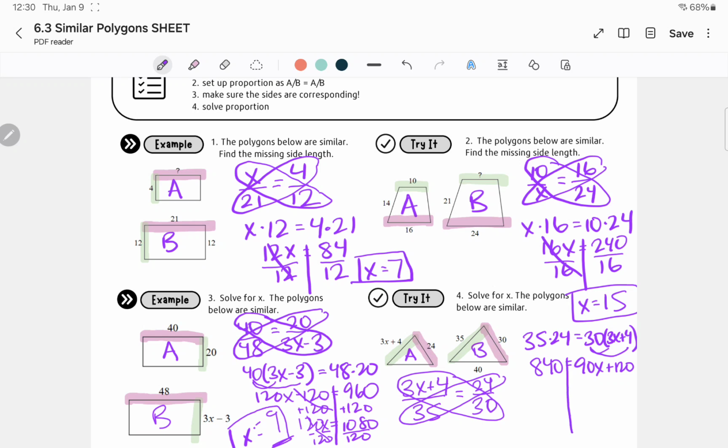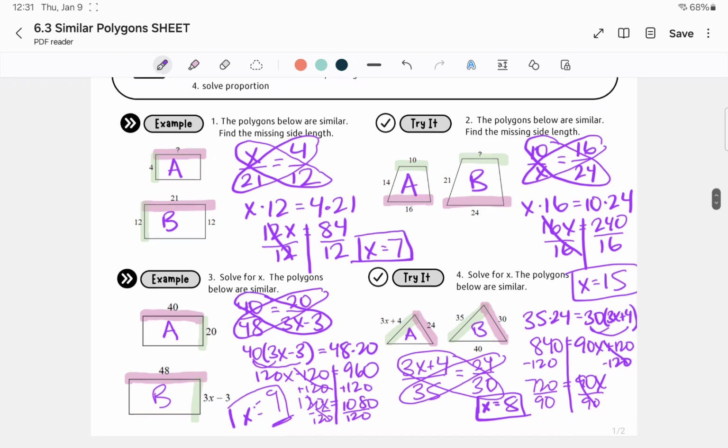So subtract 120 from both sides. So 840 minus 120 is 720. And when I divide both sides by 90, right, this is the same thing as 72 divided by 9. So x is just going to be 8. Okay, so if you have any questions, please let me know.